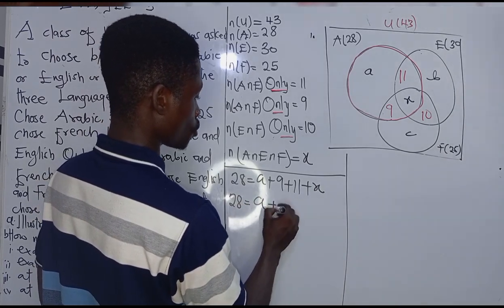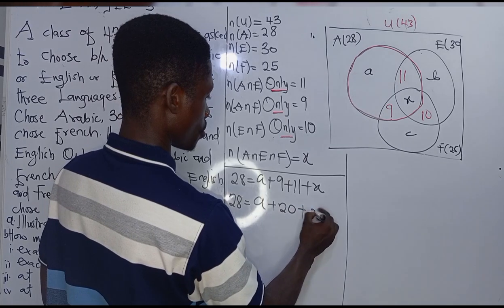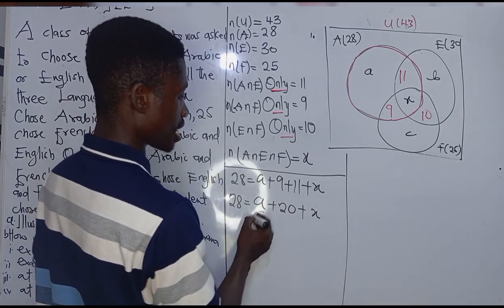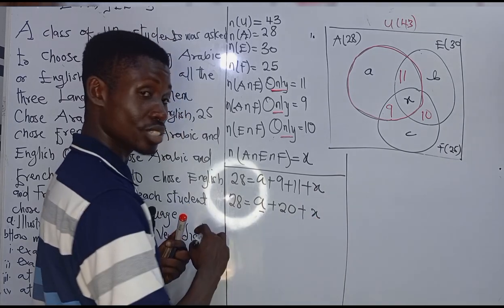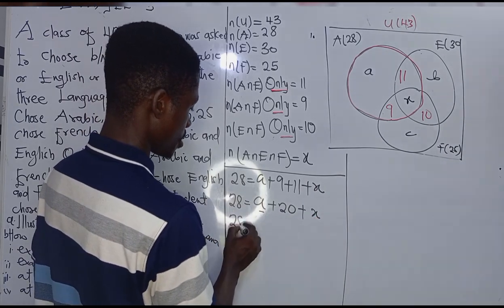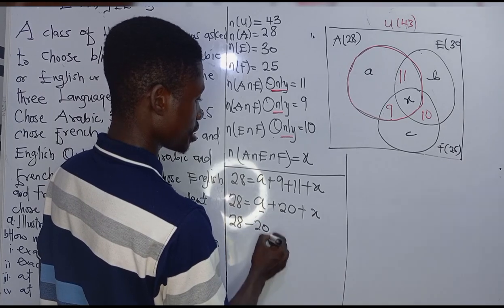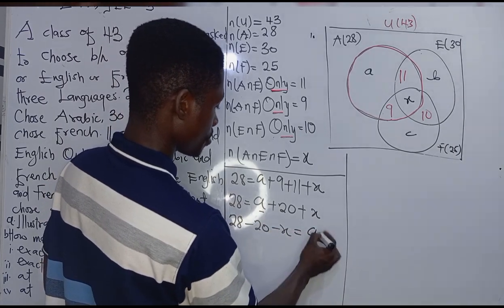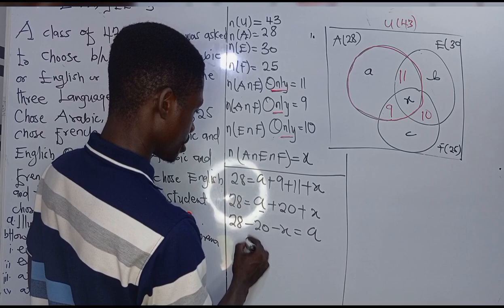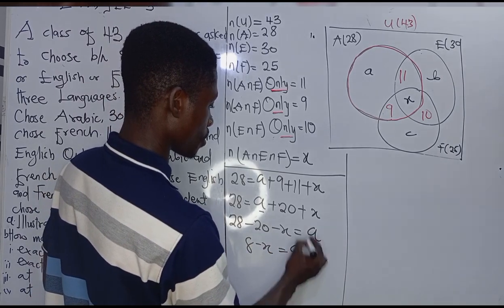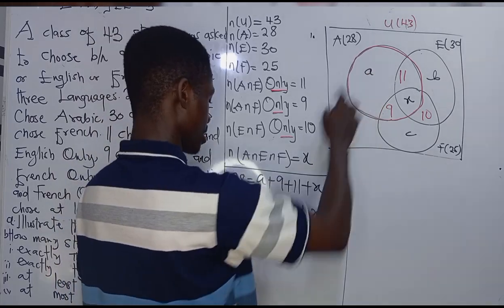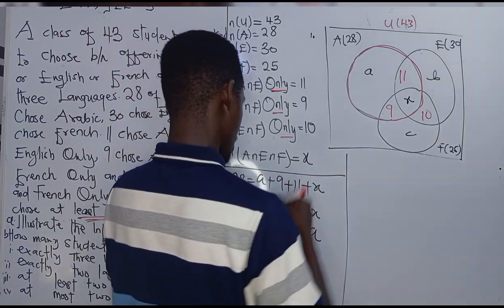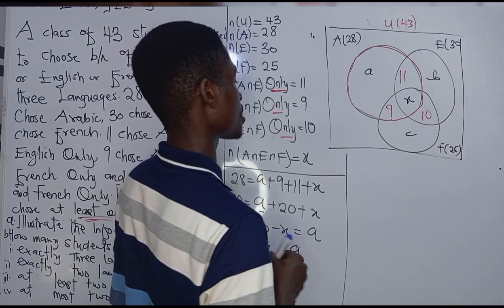This and that will give us what? 20, right? Plus what? X. So we are looking for the expression for A. So we are going to move the whole of this expression to the left hand side. 28 minus 20. So we are going to have 8 minus X is equal to A. So it means that the expression for A, which is this region, is what? 8 minus what? X.